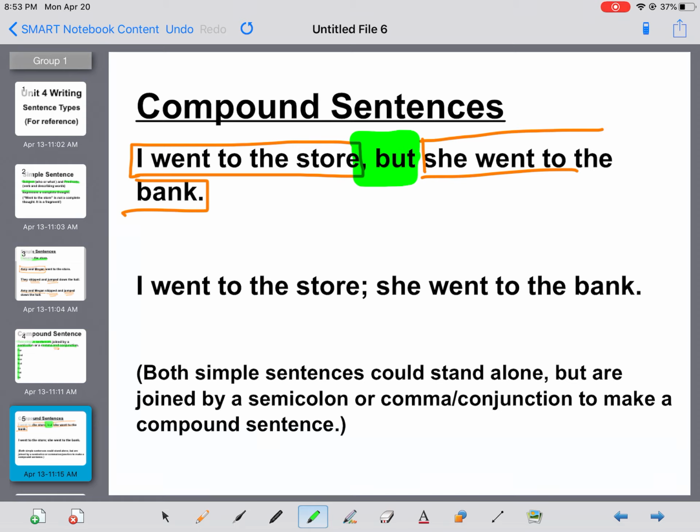And then another thing that you can do, that's not as common, but you can join your two simple sentences with a semicolon. That also works. This is also an example of a compound sentence. It's just a different type of punctuation.